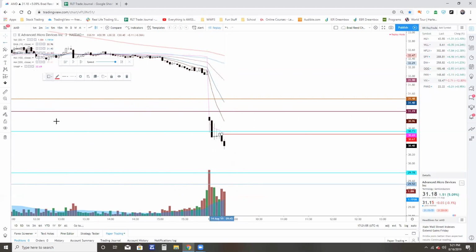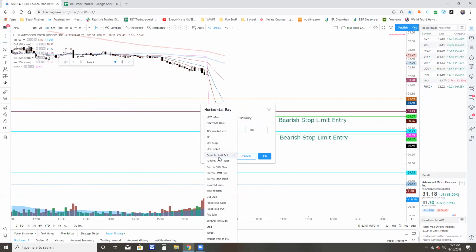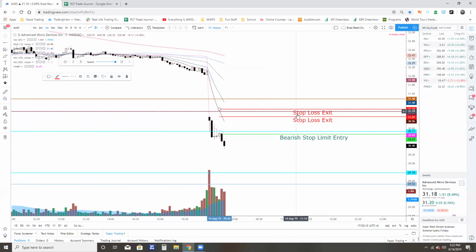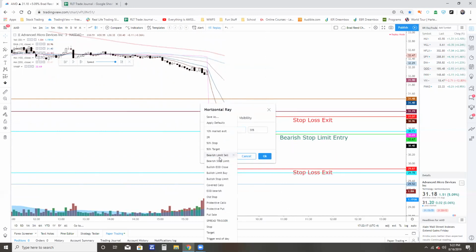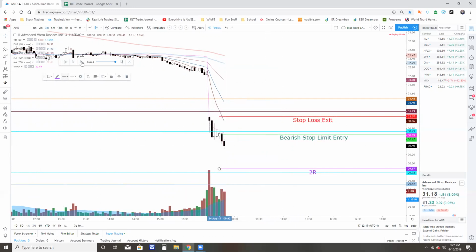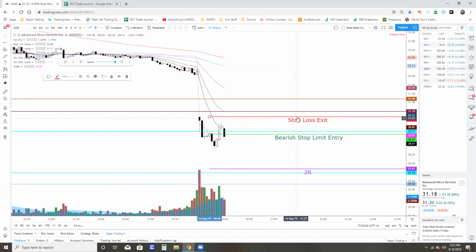Bearish stop limit. Protective stop at the high of the day, which is 31.06, so my protective stop at 31.07. That puts 2R at 29.87. And candle, candle, candle. All right, there's my rollover. So I lower my stop to 1 penny above that, so 30.94.